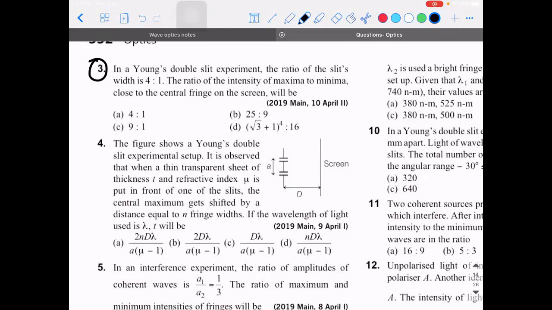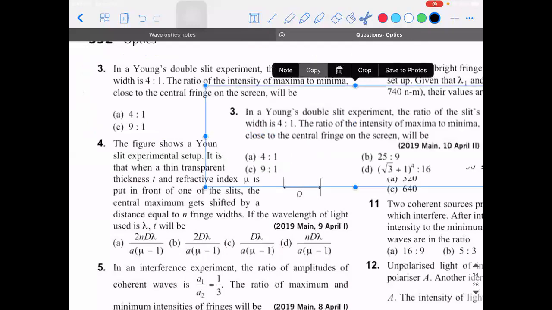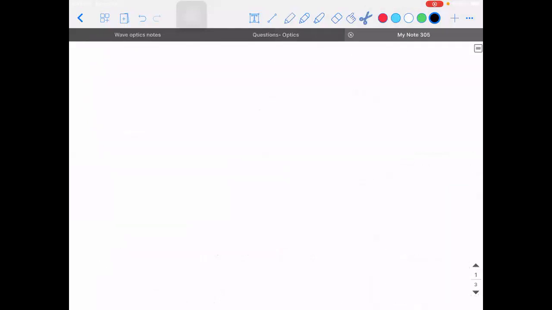So how to solve? What formula can we use that we discussed today? I1 by I2 equal to W1 by W2. Okay, so then what should be the answer?